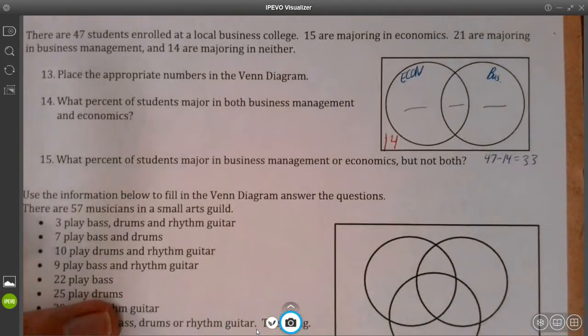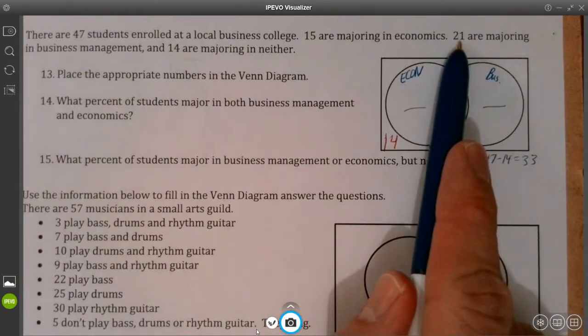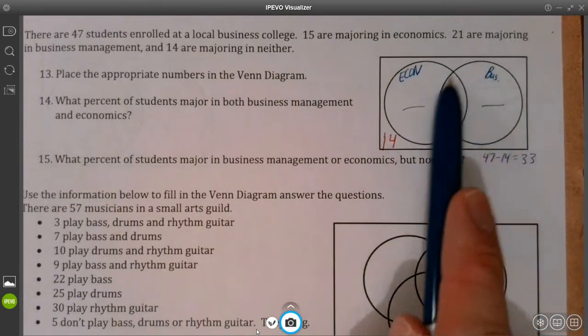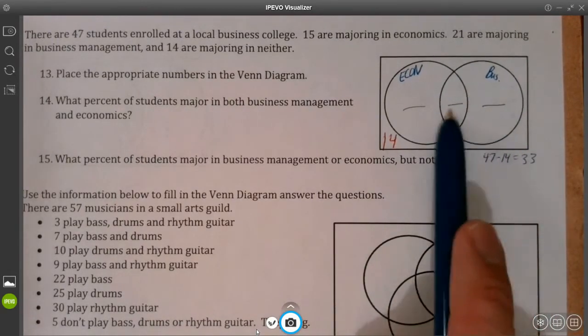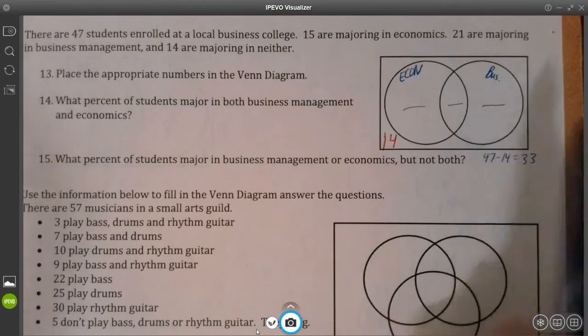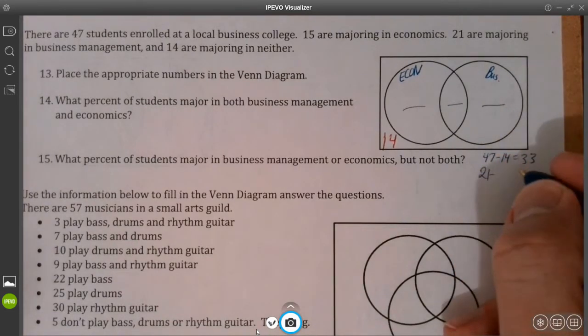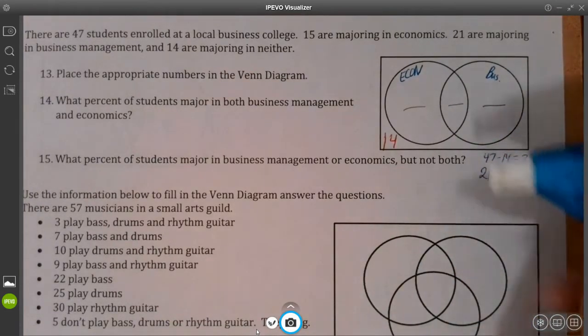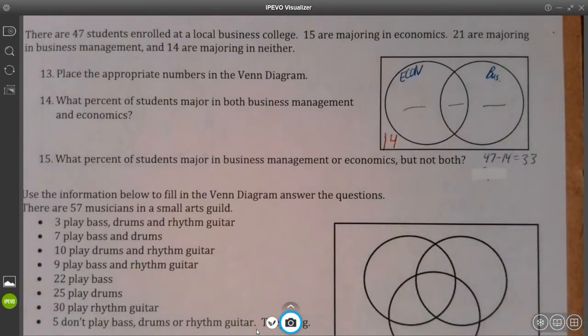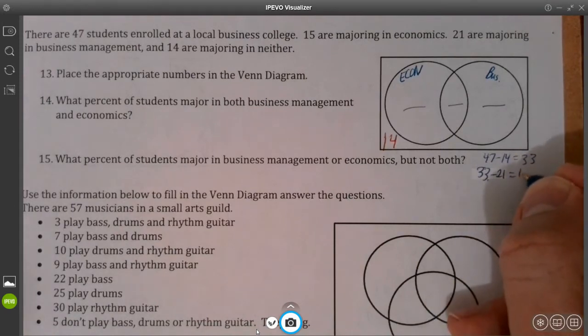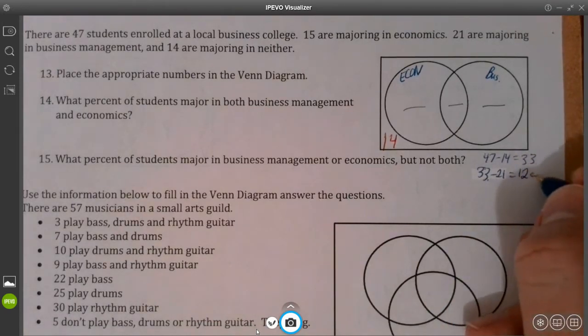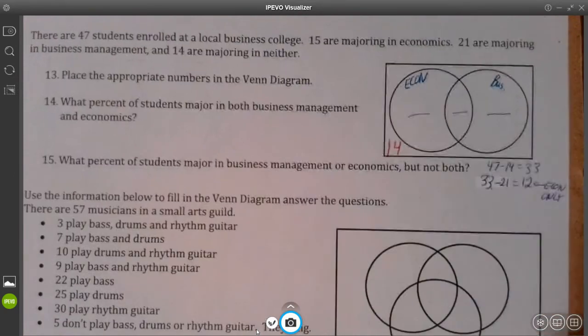I'm going to go through this one a little faster. I'm going to pick this 21 just because I feel like it. 21 are majoring in business management. 21 people right here, these two slots, 21 people. I don't know who they are, but there's 21 of them. So I'll do 33 minus 21, and that's going to give me 12. And these 12 people are econ only. All right, just economics.